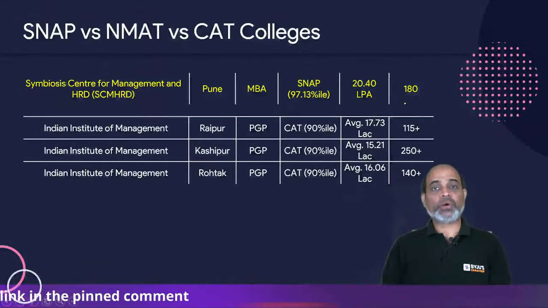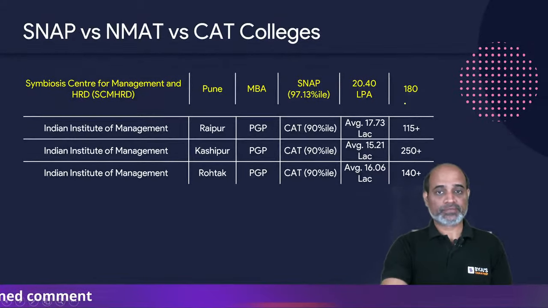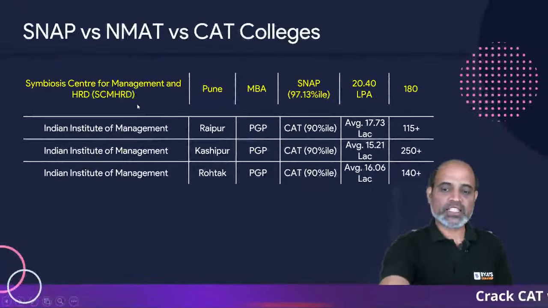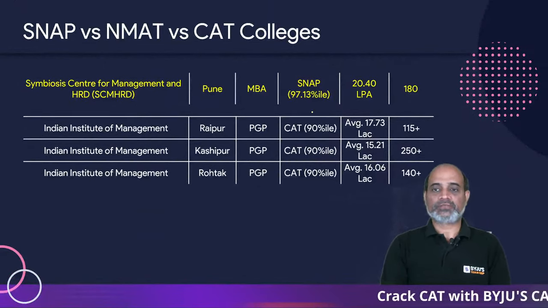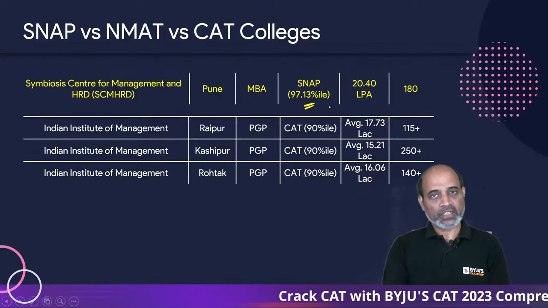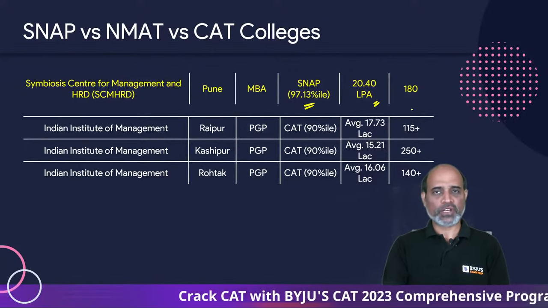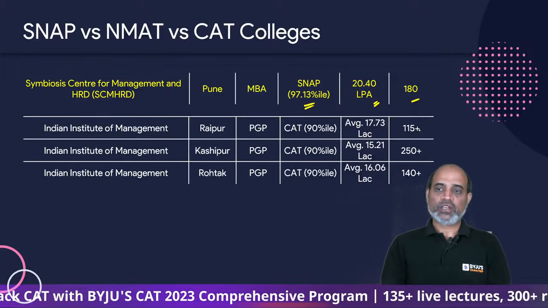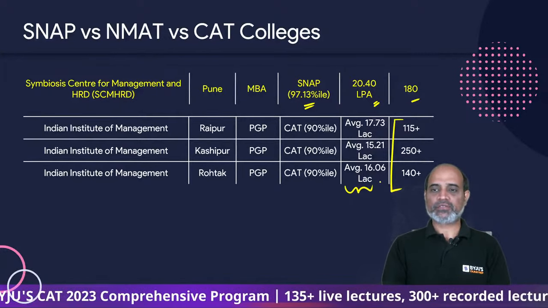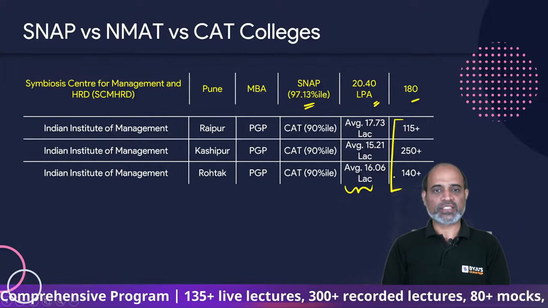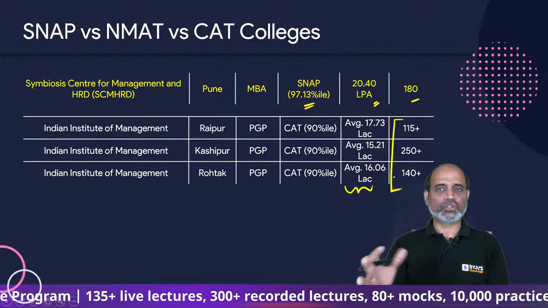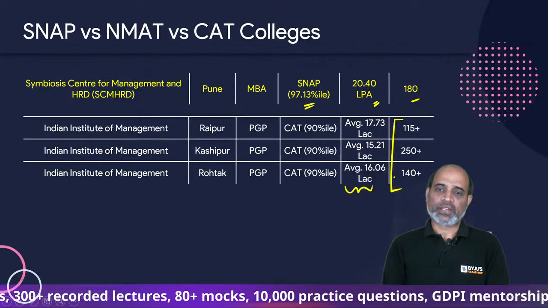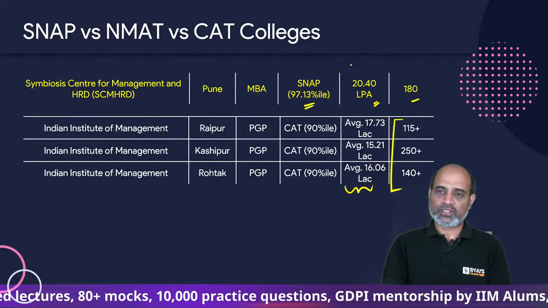Okay, if you talk about SCMHRD, वो SIBM के लिए था, ठीक है? So this college was about SIBM. If I talk about SCMHRD, for this you need a little lesser percentile, as we have already seen, 20.4 lakhs per annum, and 180 students admit होते हैं. The number of students admitted, the fees that they pay and the salary that they get, it's on the lower side. Symbiosis में preferences होते हैं, ठीक है? Actually this is the pay that they get.